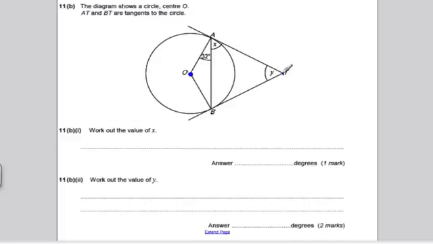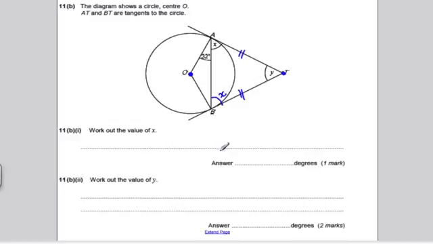Now we know if tangents come from the same point and touch a circle, then the length of the line to get to touch the circle is the same. So this and this are the same. So obviously that tells me that this triangle here is therefore isosceles. So that angle there must be x as well.